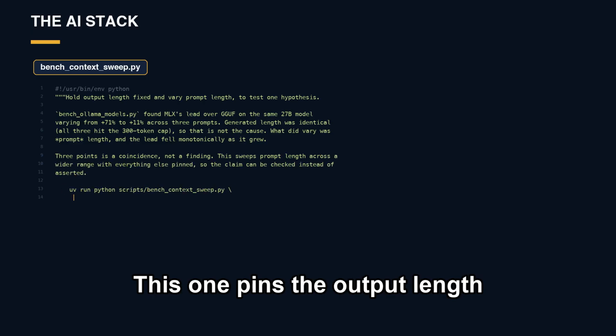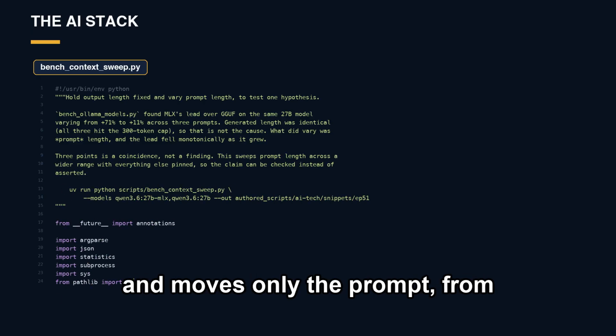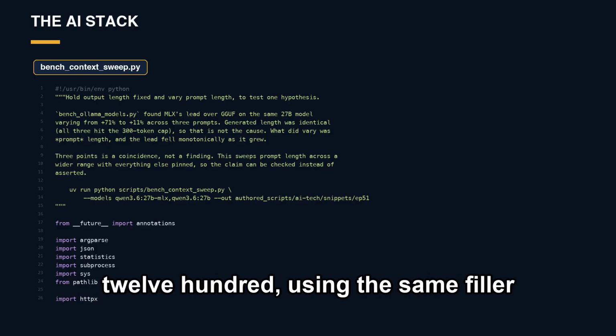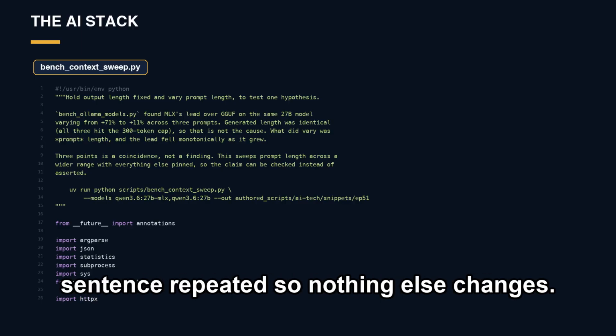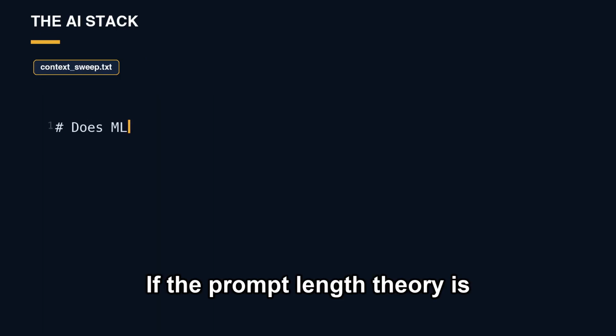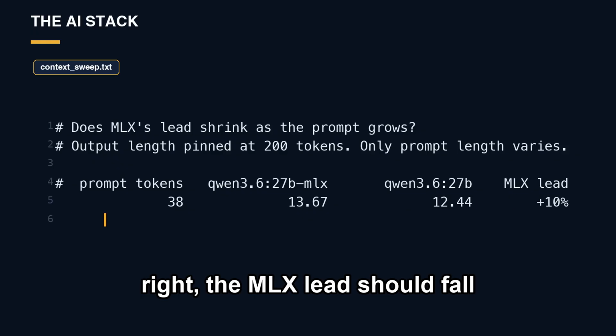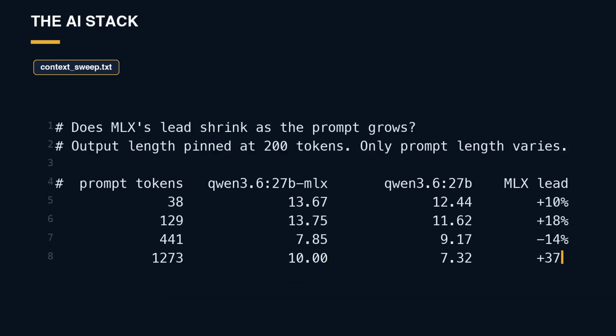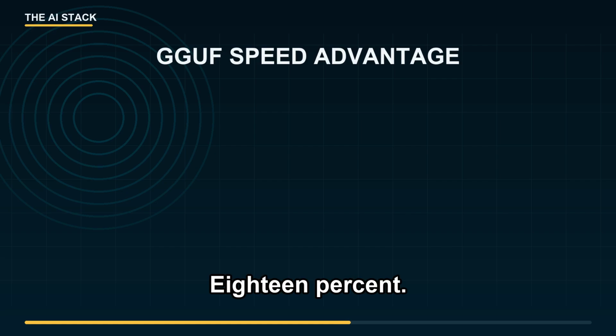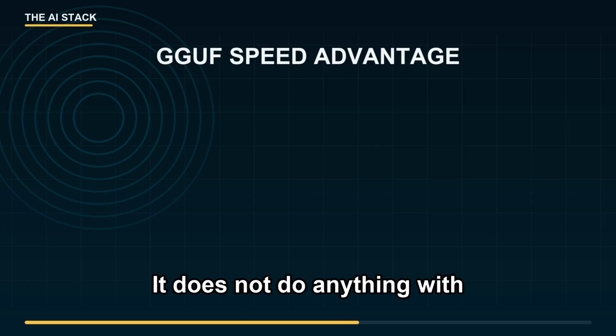This one pins the output length and moves only the prompt, from about 40 tokens up to about 1200, using the same filler sentence repeated so nothing else changes. If the prompt length theory is right, the MLX lead should fall as you go down that table. Here's what came back. 10%, 18%, -14%, 37%. It does not fall. It does not do anything with the shape.